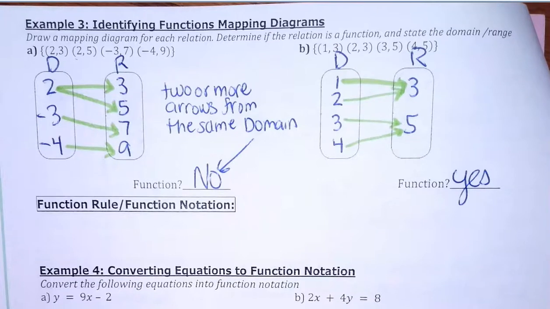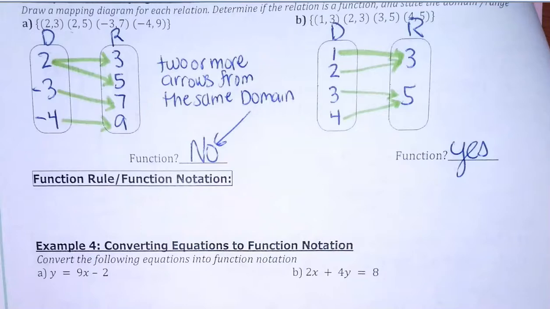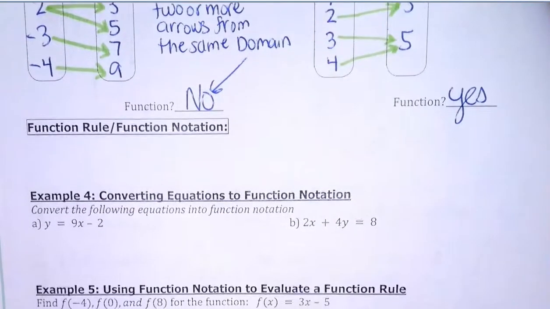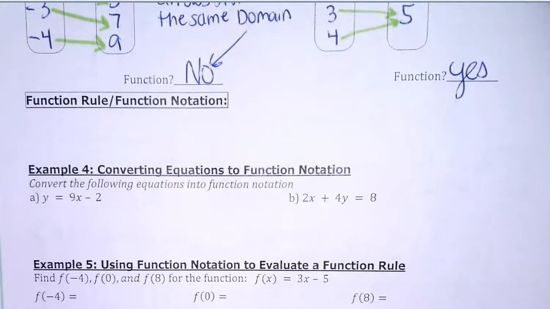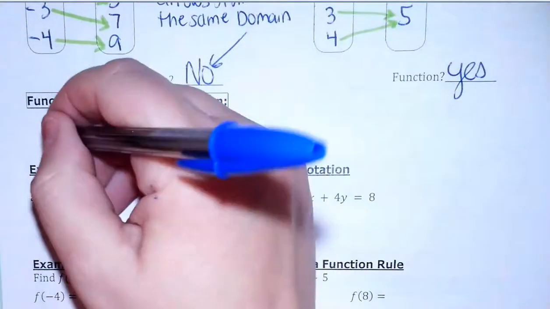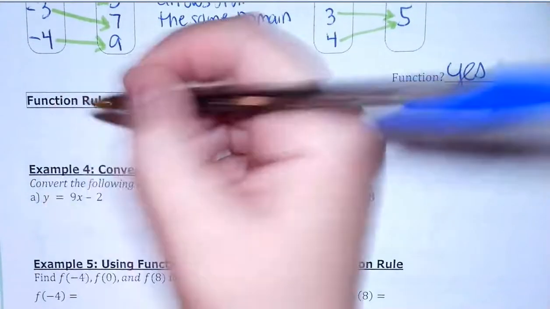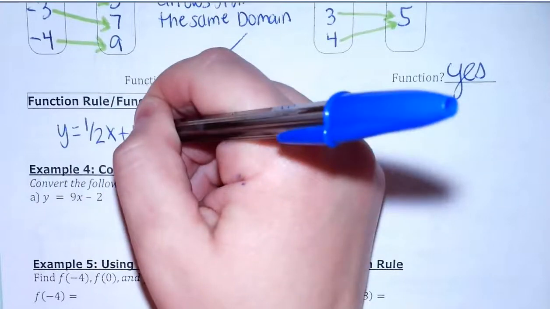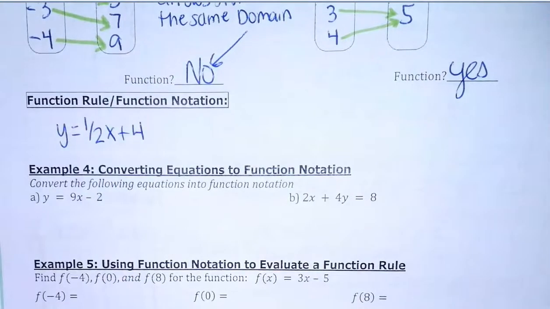All right. Now, after we're done with domain and range here, we're going to get a little bit of an introduction to some function notation. So I just want to write down here, function rule, function notation. You guys, I'm just going to make something up. Let's say we have y equals 1/2 x plus 4. So just the equation like an mx plus b, just a line.